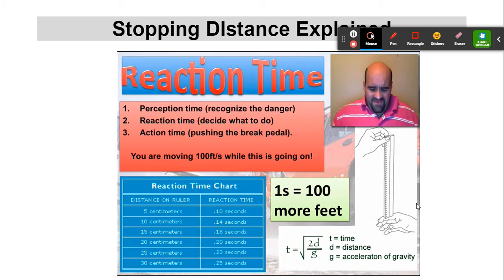In addition to that, we have something called human reaction time. When you see a car in front of you slam on the brakes, you kind of look up and you have to recognize the danger. You have to realize what's going on. Your brain's a computer. It takes time to process that information. And you've got to decide what you want to do. Do I want to swerve off the road, slam on the brakes, close my eyes and cry?